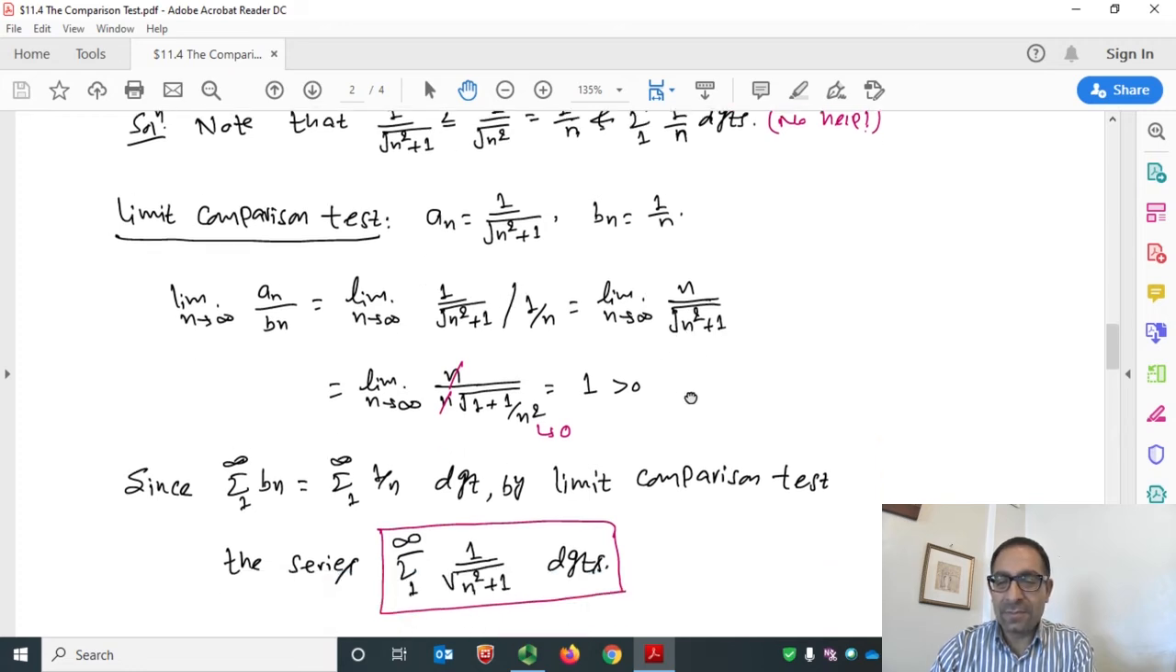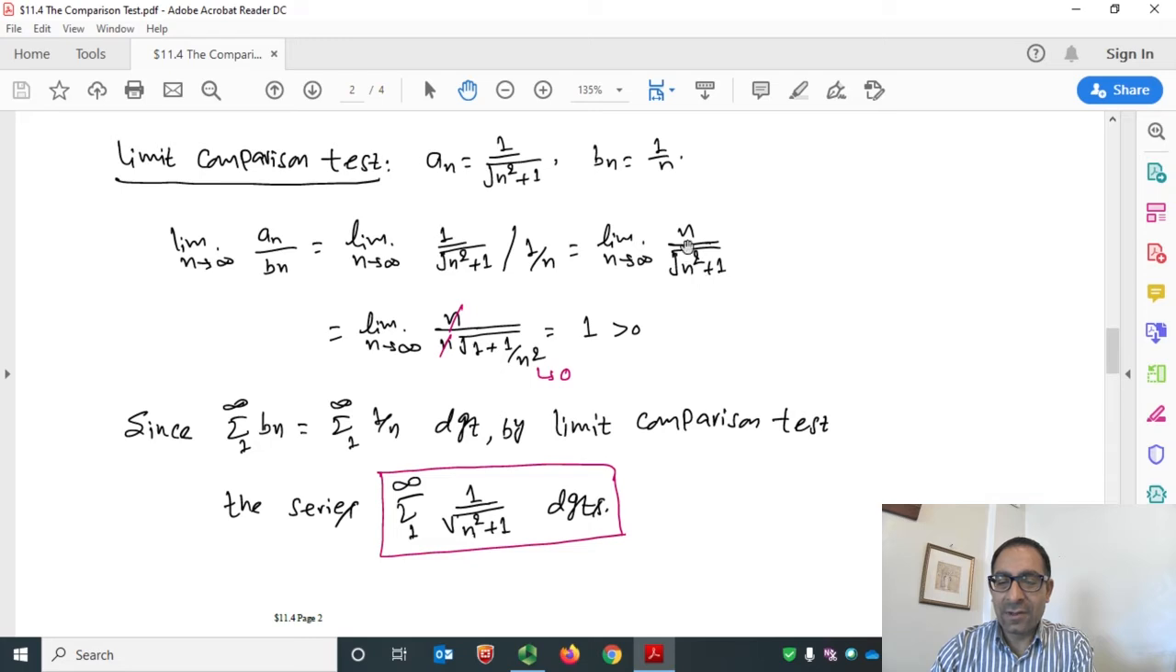and in the next step we can factor the n outside, so we have the limit as n goes to infinity, n in the numerator as it is, and in the denominator factor n out, then under the radical 1 plus 1 over n square is left. Then take the limit, this fraction goes to 0, cancel this n, and it gives us 1, which is a positive number. So hence, since we picked the harmonic series, which diverges, by the limit comparison test the given series also diverges. Awesome.